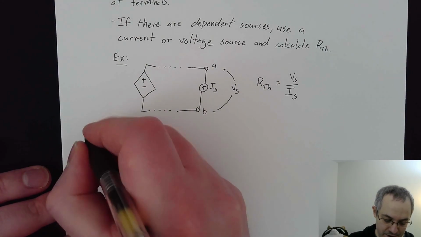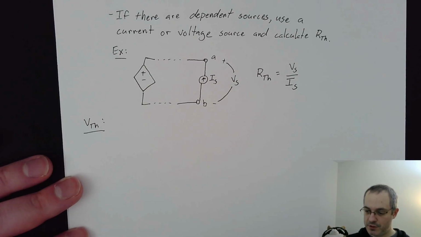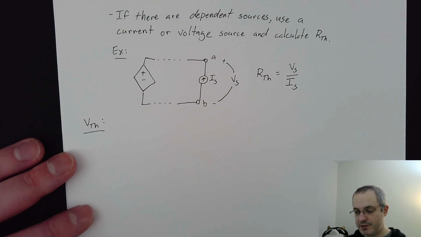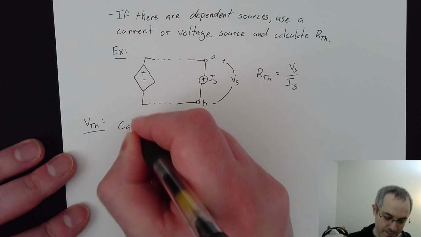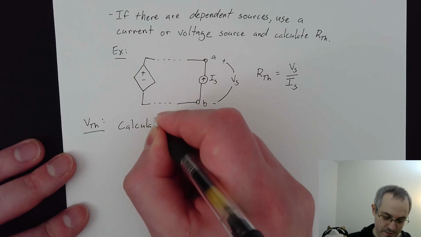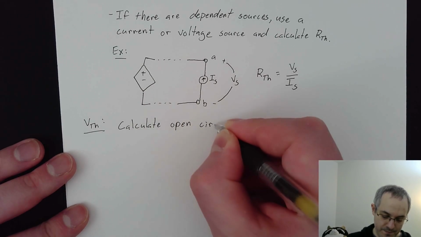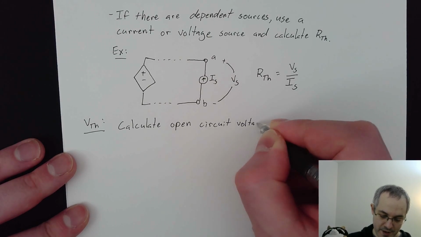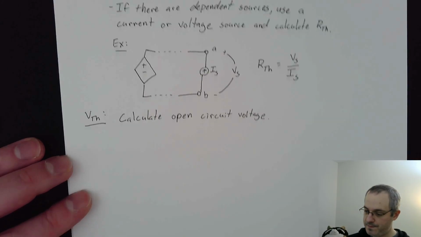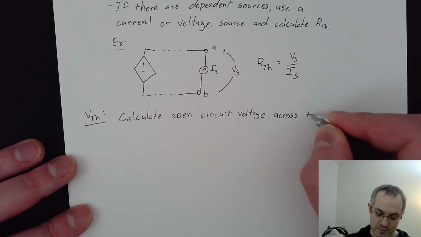Now you need VTH, the Thevenin voltage. Just one step for that. You're just going to calculate the open circuit voltage. That's just a fancy way of saying, just give me the voltage. Open circuit voltage, we can specify that that's across terminals.